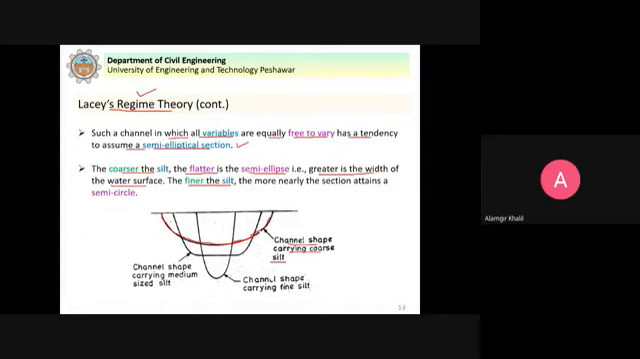The finer the silt, the more nearly the section attains a semicircle. So if the channel shape is this one here, it is narrower but deeper. Depth is more here, and it becomes narrower. So this is the channel shape carrying fine silt. This is what is according to this theory.